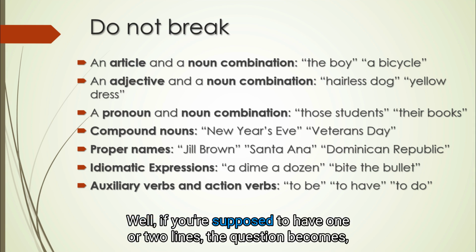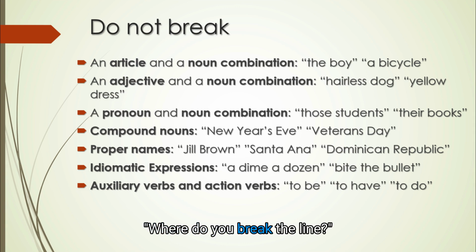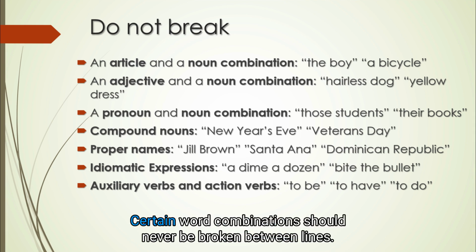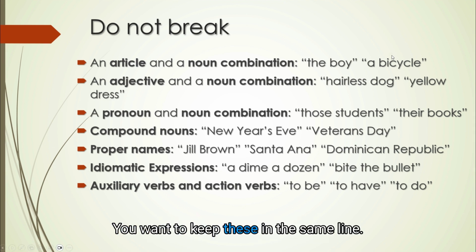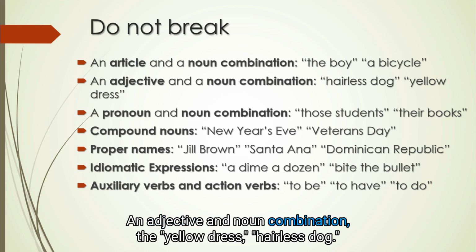Well, if you're supposed to have one or two lines, the question becomes, where do you break the line? Here are some standard guidelines. Certain word combinations should never be broken between lines. These include articles and nouns, so the boy, the bicycle. You want to keep these in the same line. An adjective and noun combination: the yellow dress, hairless dog.